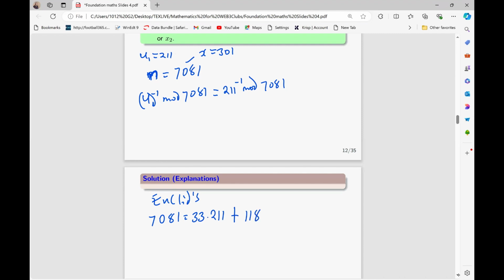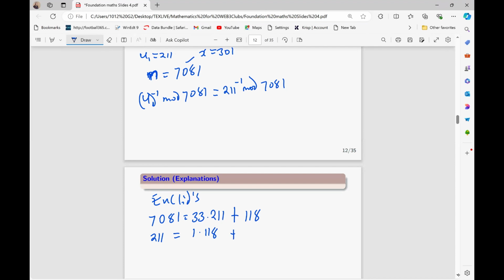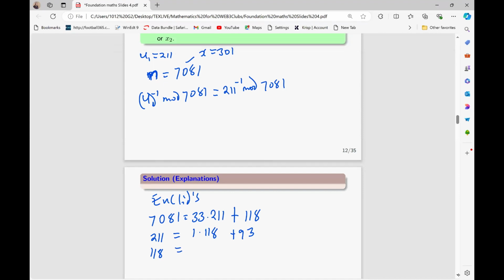What about 118 into 211? 211 divided by 118, of course, goes there just once. The remainder is 93. What about 93 into 118? 93 goes there just once, and the remainder will be 25.